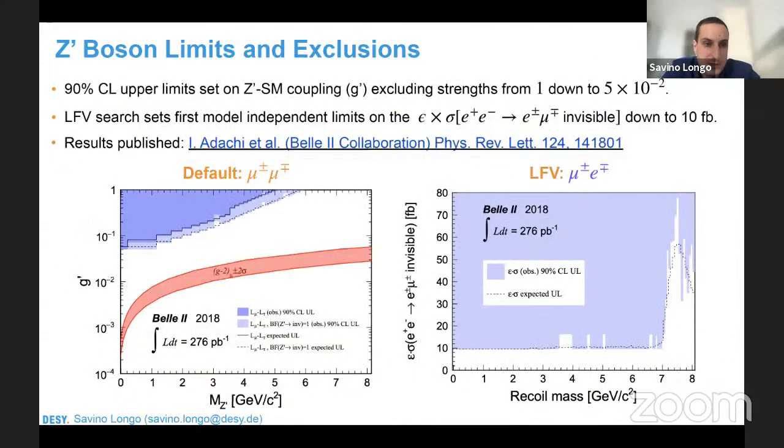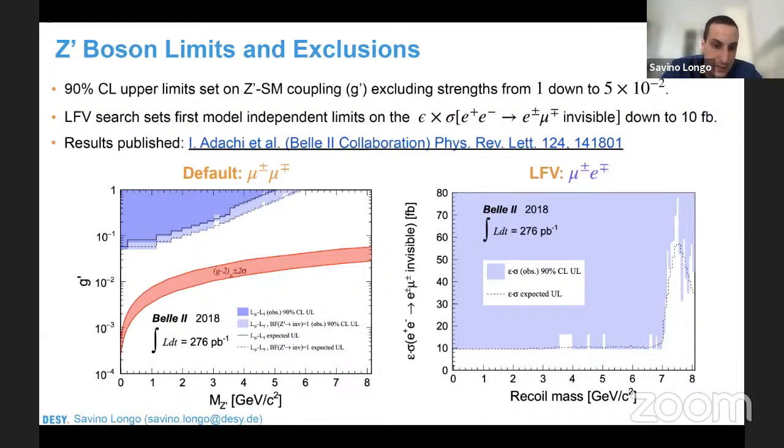So with these analyses then, we've set upper limits and exclusions. So on the left, this is showing the default search, where we look for the dimuon final state, and we set limits on the Z prime standard model coupling. So this is g prime. What we plot here is in the parameter space of the Z prime mass versus g prime. The blue shaded area is showing what Belle 2 has excluded with this search. And you can see we're approaching this muon g-2 relevant area.